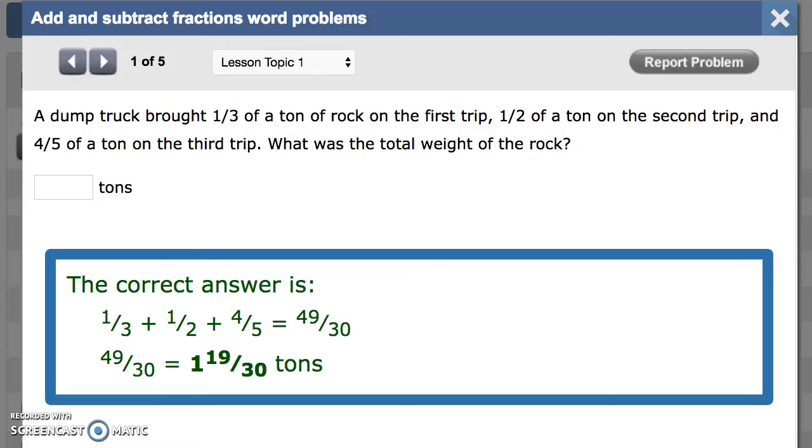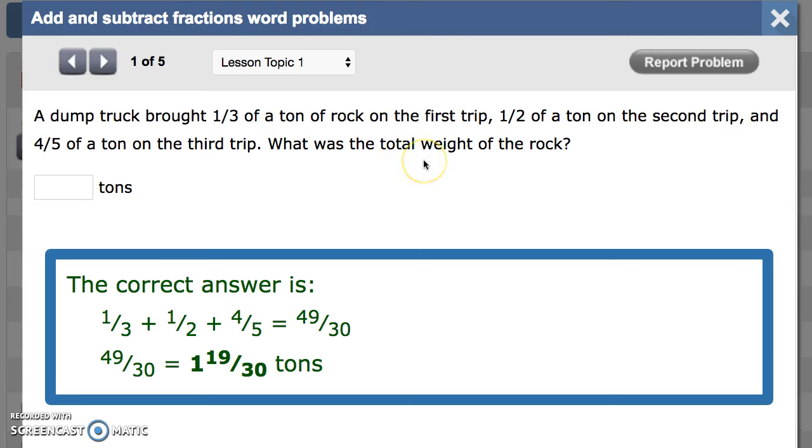Today's lesson is going to focus on adding and subtracting fraction word problems. So this first one we'll do together as an example, and then you'll have a chance to show that you know how to solve other ones. So the first thing you want to see is what are the pieces of information that I need from this problem. And so you're going to look at 1/3, 1/2, and 4/5. And then what the problem is actually asking you, which is what is the total weight?